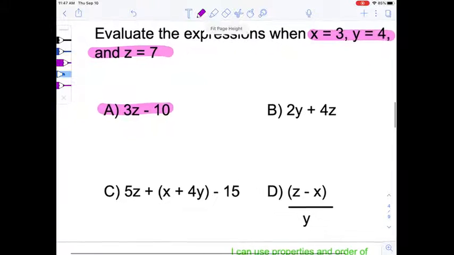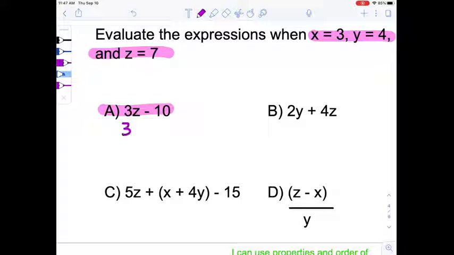So in this case, we have 3z minus 10. Well, I know that z is 7, so I'm going to plug in a 7 for z, and then I'm going to solve. I have multiplication and subtraction here. Multiplication comes before subtraction, so I'm going to do that first. 3 times 7 is 21. And then I have minus 10. Now I just have subtraction, so I can solve. 21 minus 10 is 11. Box or circle your answer.